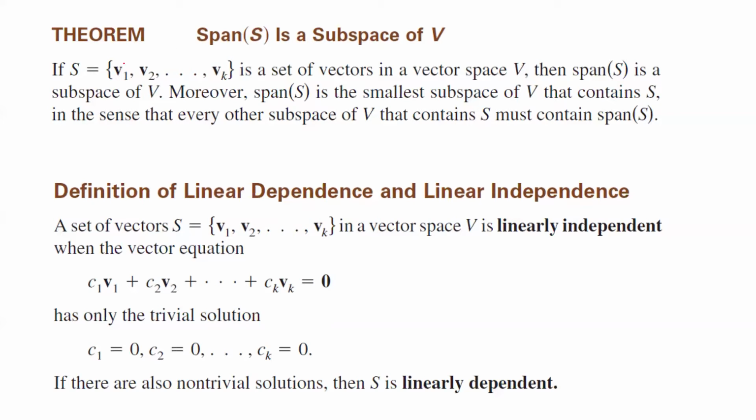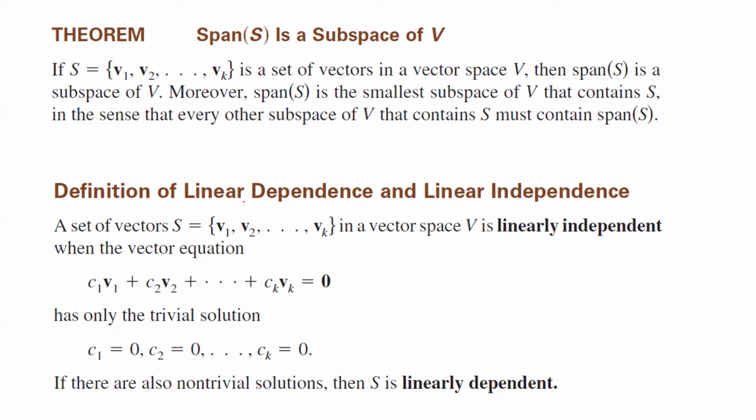So if S, including V1, V2, V3, and Vk, is a set of vectors in a vector space like V, then span S, which is all possible linear combinations of these vectors, is a subspace of V. Moreover, span S is the smallest subspace of V that contains S. In this sense, every other subspace of V that contains S must include all of those linear combinations as well.